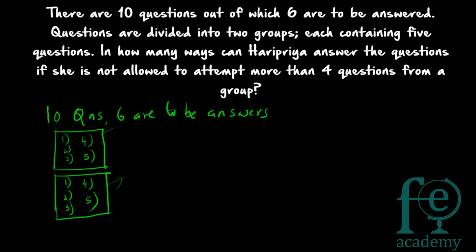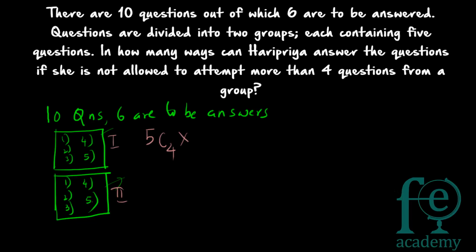So what are the different ways Haripriya can do? Either Haripriya can select 4 questions from the first group and 2 questions from the second group. So that is one option. How can you do that? How can 4 questions be selected from the first group? 5 questions are there, you have to select 4 questions from that. So it can be done in 5C4 ways.